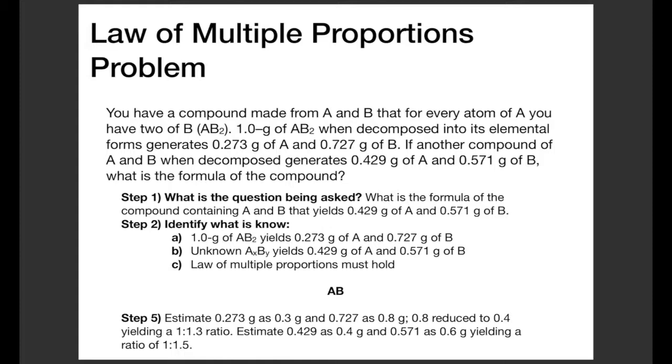If we estimate the amount of A in the second compound is 0.4 grams, and the amount of B is 0.6 grams, that ratio of 0.4 to 0.6 is 1 to 1.5. Those two ratios are similar, indicating that AB is likely the correct formula.